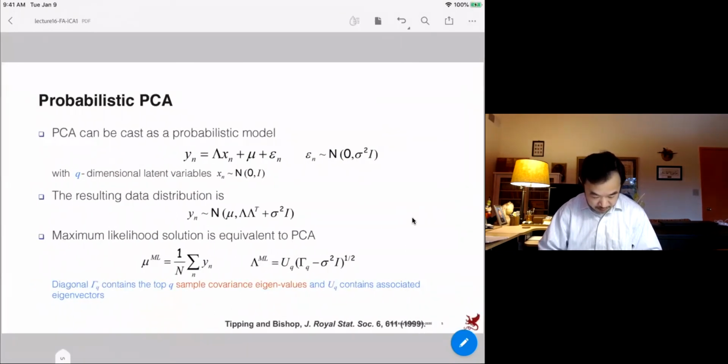I'm trying to see whether I can move the cursor. No, I cannot, but you can see this already.